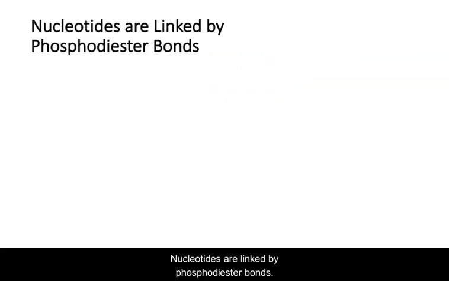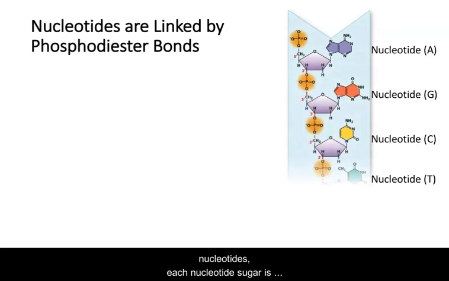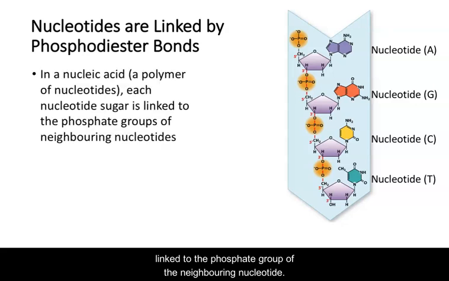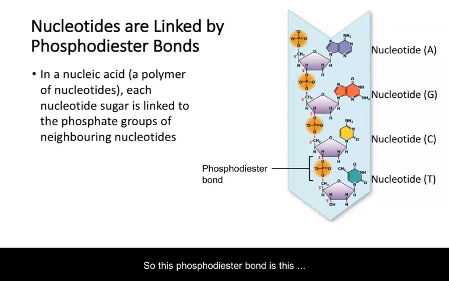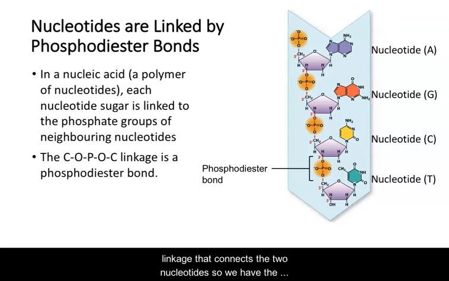Nucleotides are linked by phosphodiester bonds. In a nucleic acid, which is a polymer of nucleotides, each nucleotide sugar is linked to the phosphate group of the neighboring nucleotide. This phosphodiester bond is a carbon-oxygen-phosphorus-oxygen-carbon linkage that connects the 2 nucleotides. So you have the carbon here, oxygen, phosphorus, and oxygen that forms the phosphodiester bond.